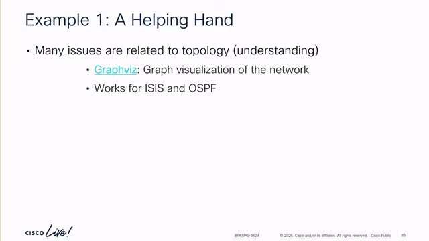I mentioned the topology is very, very important, right? And you need to check the topology. Here's one possibility that might help you. There is something called graph visualization. When you have the ISIS or OSPF database from just one router, you can make a graph out of that. Just one step for ISIS, two steps for OSPF.